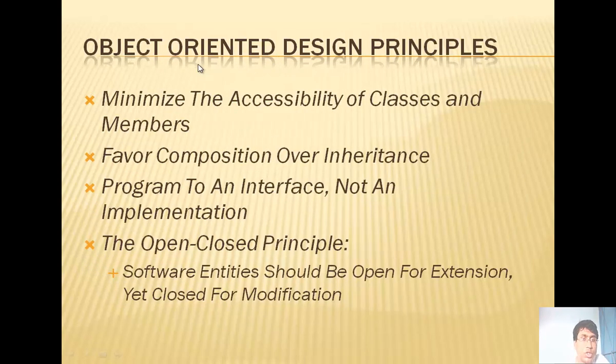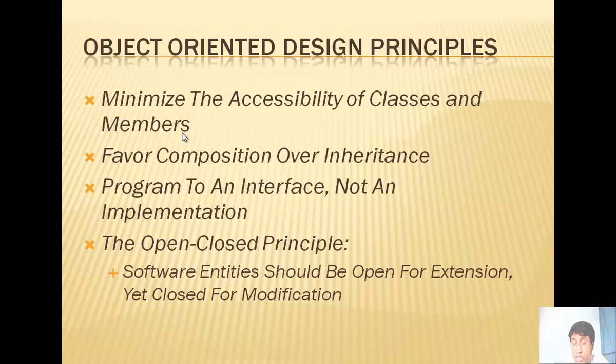Okay, so these are some design principles for object-oriented software development. The first principle: minimize the accessibility of classes and members. What it is telling is you should not expose the classes to others unnecessarily. You should not expose the members of classes to others unnecessarily. So just restrict the accessibility of classes and its members.